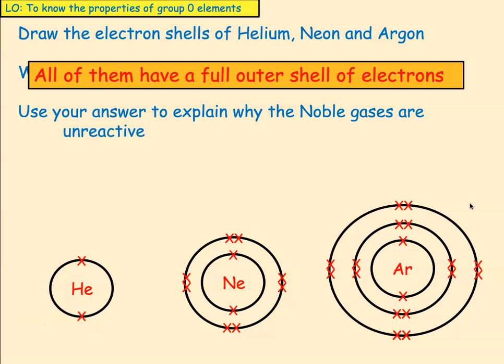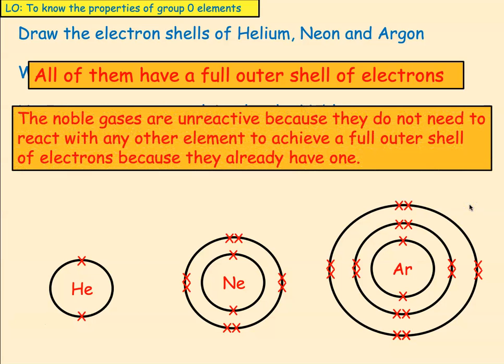Now, how does this explain why the noble gases are unreactive? Well, in order for an element to react, it has to want to complete its outer shell and make the same sort of electronic configuration as a noble gas. So it will give away, or it will receive electrons, or it will share electrons. Now the noble gases already have a full outer shell, so there's no need for them to transfer or share electrons. Okay, so they're unreactive because they don't need to react with any other element to achieve a full outer shell because they already have one.